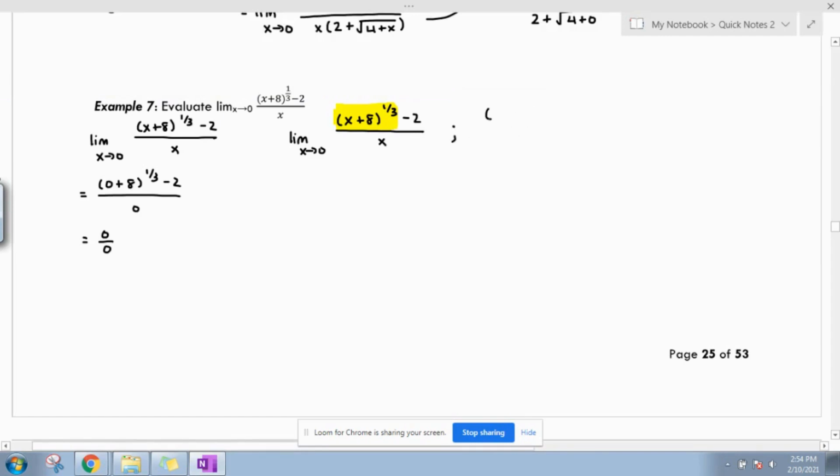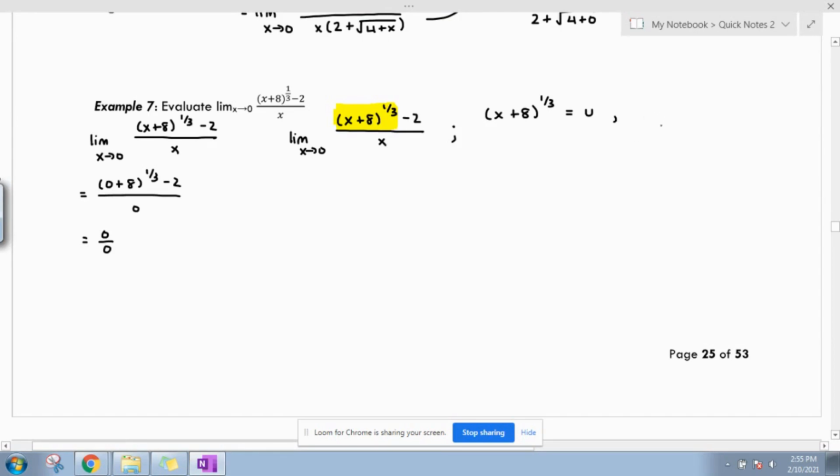So for x plus 8 to the exponent 1/3, I'm going to use a variable to represent that. So you could use W, V, Z, A, B, C. It's totally up to you. I generally say try not to use x again because you already have x in your limit, right? So I'm going to use the variable u. So I'm going to say let x plus 8 to the exponent 1/3 equal to u.